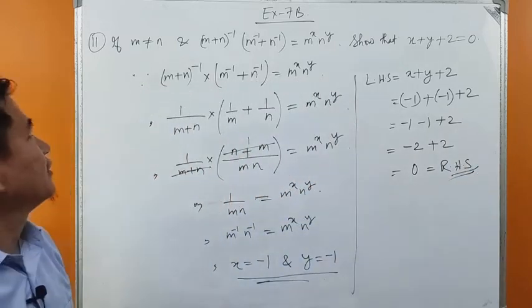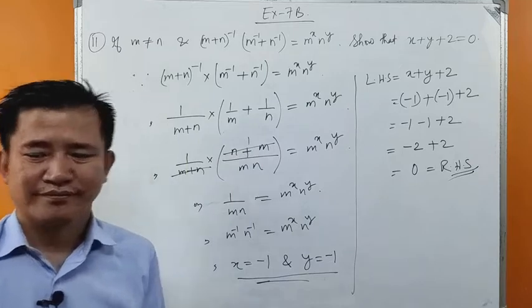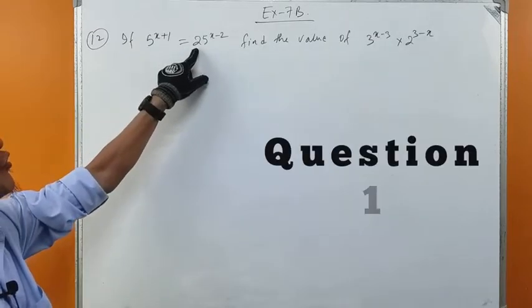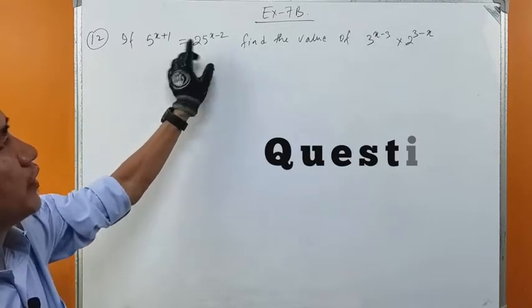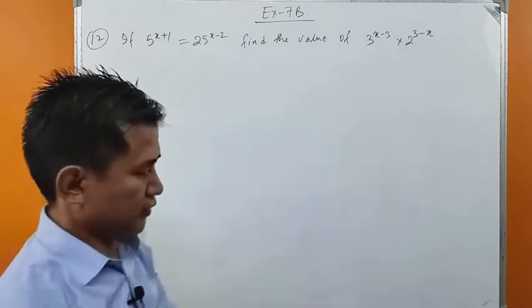I hope you got this. Now let us do the next question. 5 to the power x plus 1 equals 25 to the power x minus 2, and we are asked to find the value of this expression, isn't it?